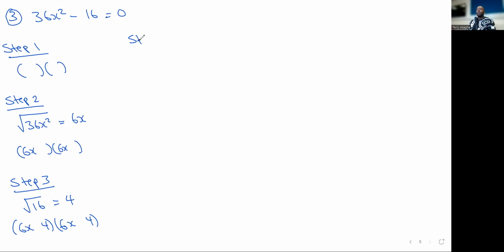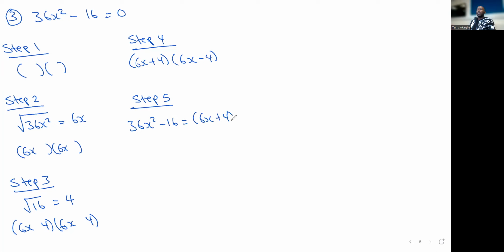Now step 4, you now put positive in the middle for the first one and negative for the second one. So like I said, the order does not what? Matter. So you can start with negative, then you put what? Positive. Then step 5, what you then do is that you now write the expression. So 36x squared minus 16 is equal to 6x plus 4 and 6x minus what? 4. So usually you can stop here, but normally the question will want you to solve, okay?